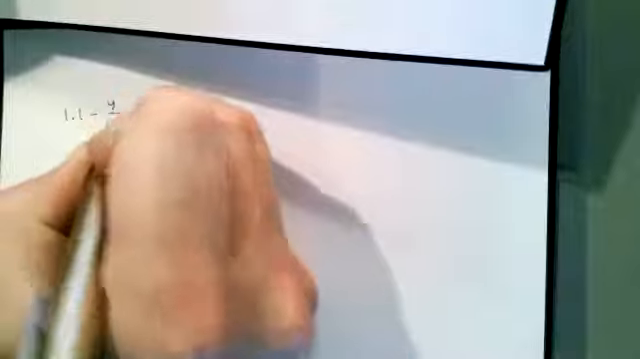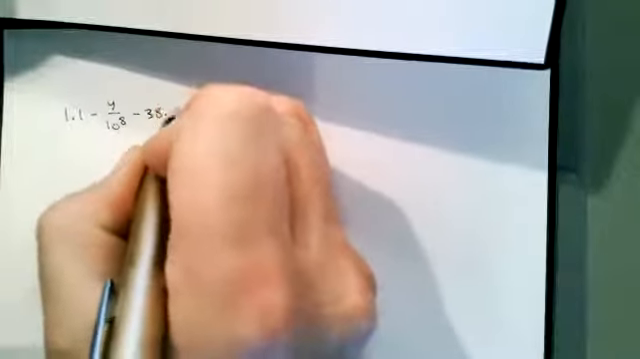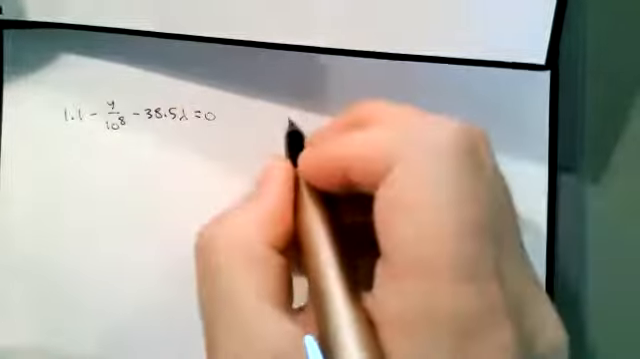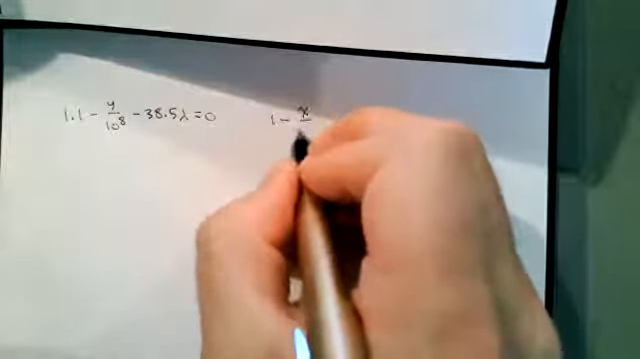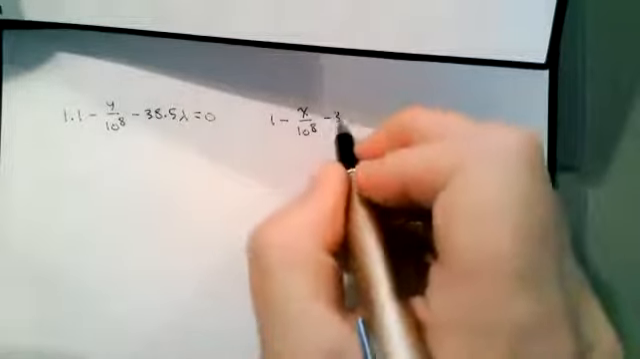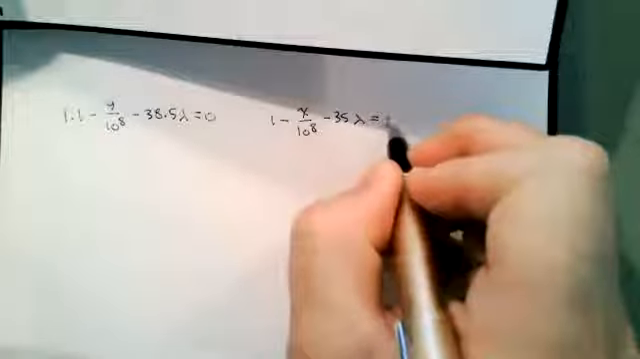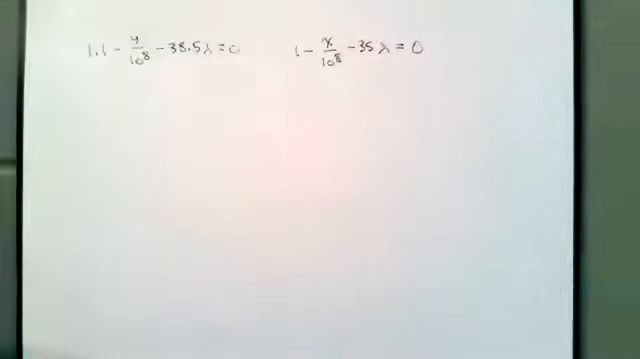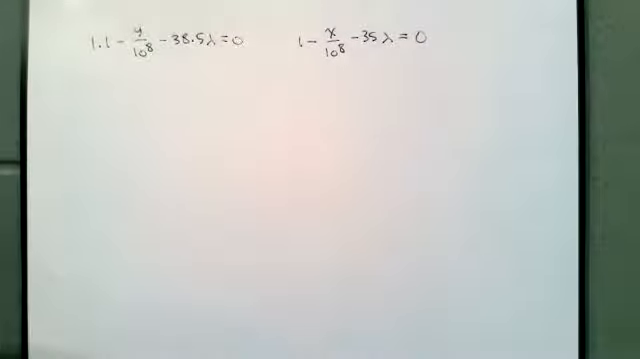What we could do first of all is run out of space, because great planning. So let's take 1.1 minus y over 10 to the 8th minus 38.5 lambda equals 0. And our other equation, 1 minus x over 10 to the 8th minus 35 lambda equals 0. So we just need to eliminate the lambda from these two equations. We can solve one of the equations for lambda and then substitute it into the other equation.